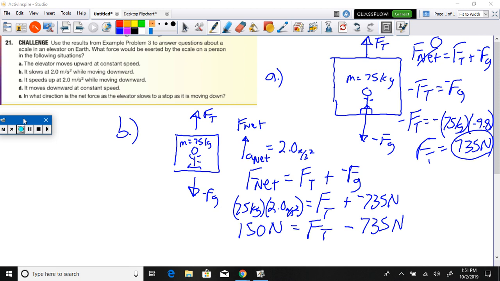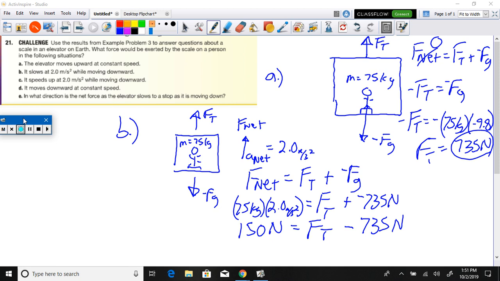Oh, wait, why is it minus? Because it's down. Because it's weight. Weight is minus. Weight's always minus. Why is weight always minus? Where does weight drag you? Down.